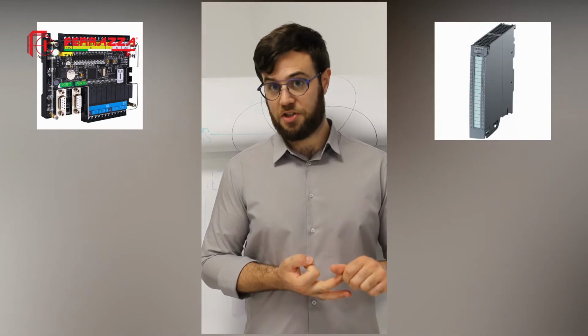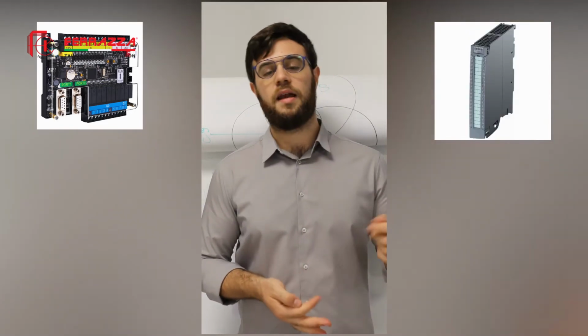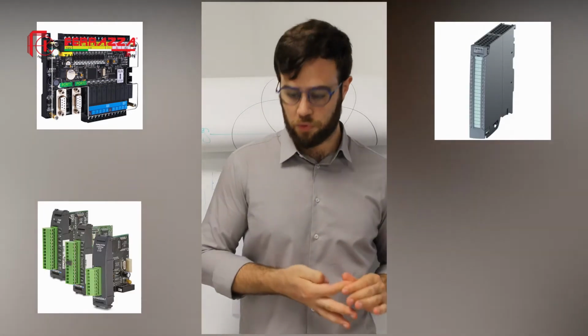A PLC is made of a CPU and an input and output digital board, and if you need it, an input and output analog board. These are the basis for a PLC.